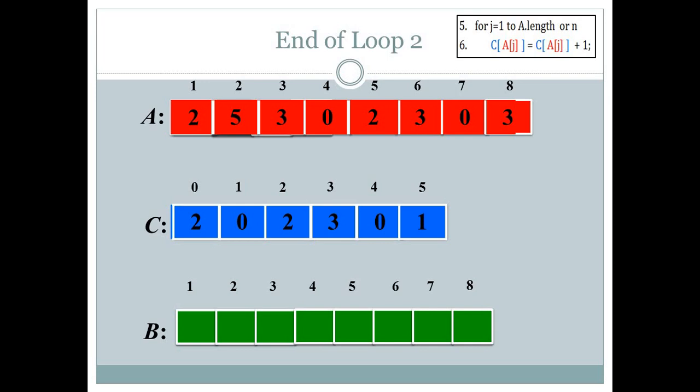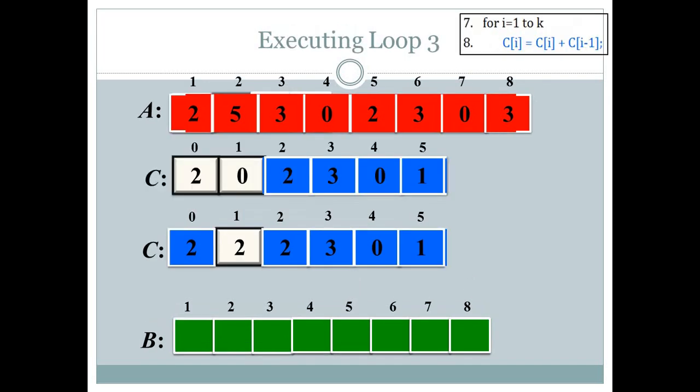Okay, so now we will move further for our execution of loop 3. In this execution, you can see for i is equal to 1 to k, so we have to move from 1 to 5. Why 5? Because our maximum value of k is 5. Okay, so in it what we are doing, C[i] is equal to C[i] plus C[i minus 1]. So we are adding two numbers to each other and storing into our index.